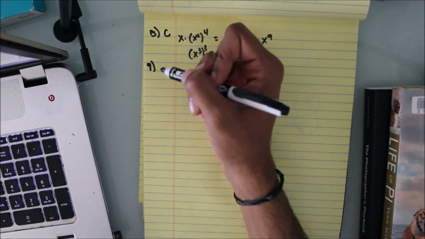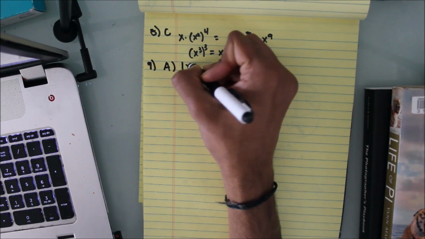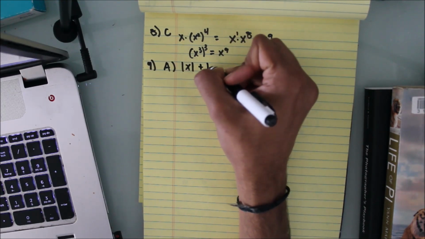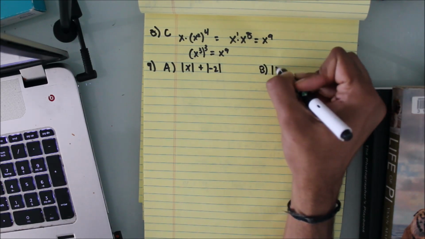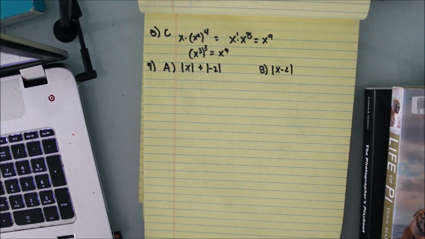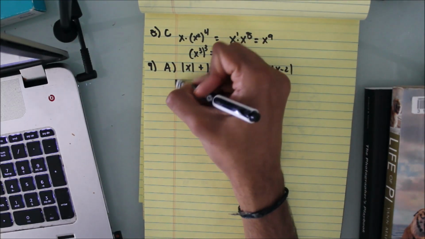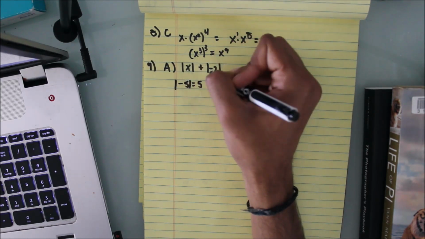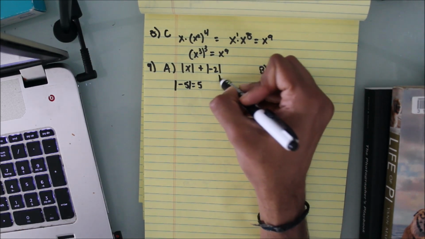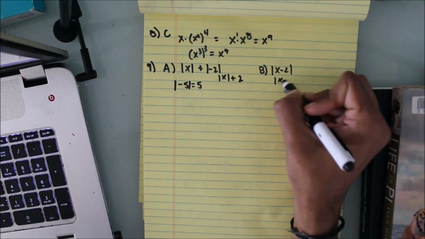Okay, so this is also a tricky one. So this is A, the absolute value of x plus the absolute value of negative 2. And we have B, which is going to be the absolute value of x minus 2. Just a refresher, the absolute value is basically how far a number is from 0. So all that does is it gets rid of the negative sign. So the absolute value of negative 5 is just going to be 5. So when we have this one right here, we know that this is just the absolute value of x plus 2. And this is just going to be x minus 2.